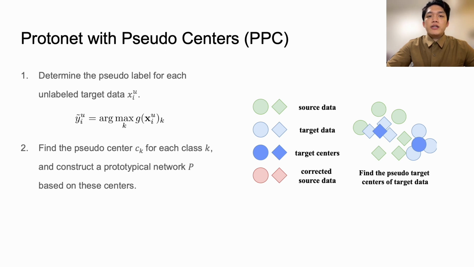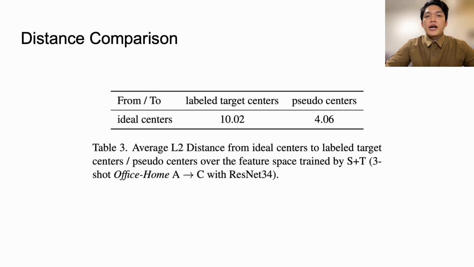The key idea of protonet with pseudo centers is to develop a model that offers a more precise target perspective. Initially, we determine the pseudo label for each unlabeled target data. Then, we find a pseudo center for each class and construct a prototypical network based on these centers. We conduct a comparison by measuring the average distance between the ideal centers and both the labeled target centers and the pseudo centers. The result shows that the pseudo centers are significantly closer to the ideal centers, indicating that pseudo centers are a better proxy of the ideal centers.